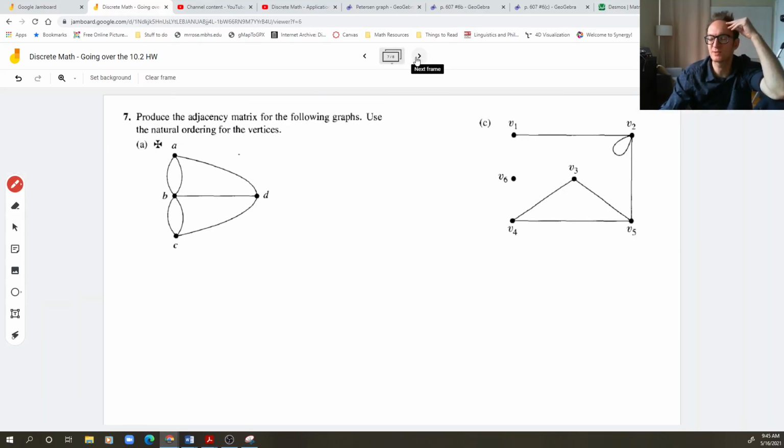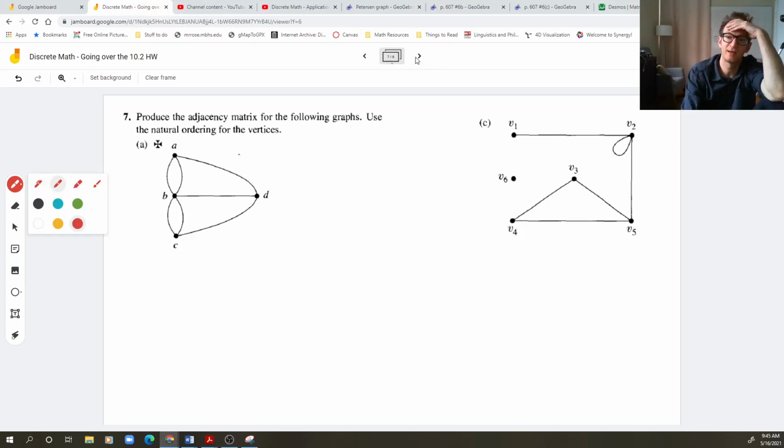All right, let's do these last three problems. We're going to do the adjacency matrices for these following graphs. I'm now so tired. I want to be done with this homework.